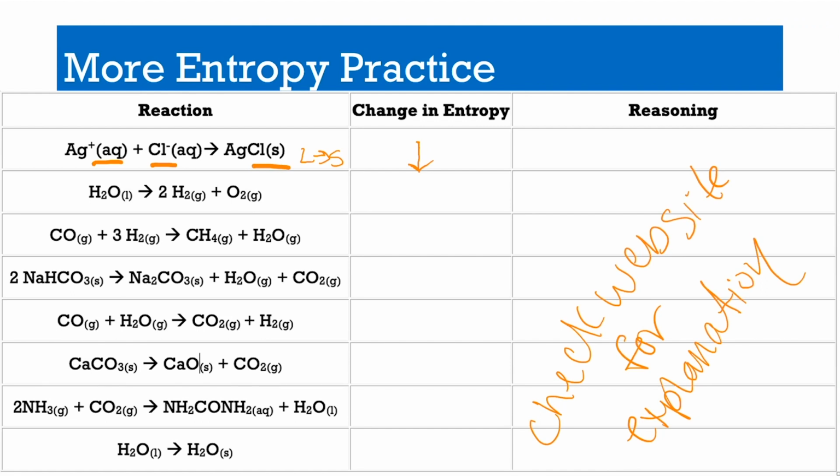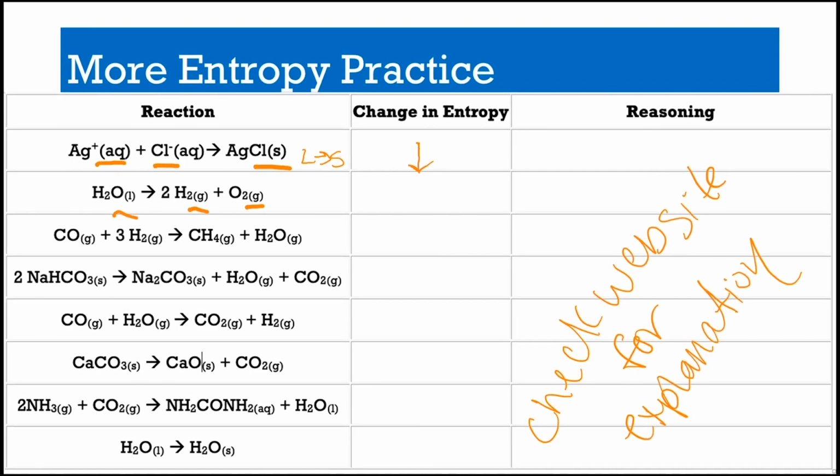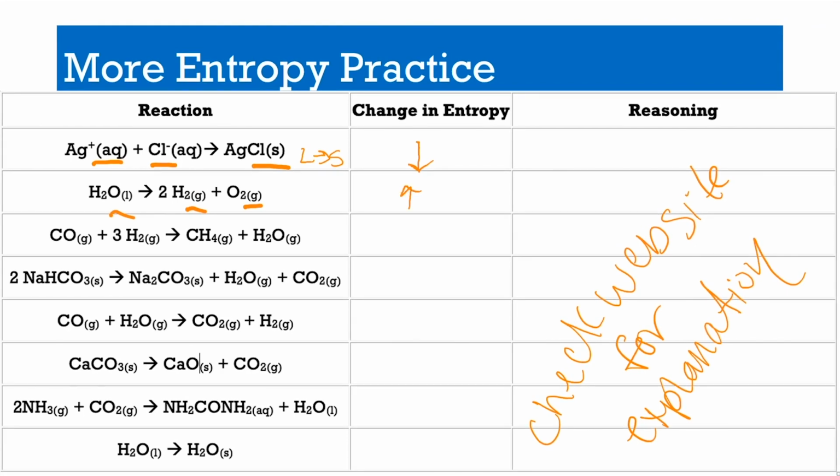So the reasoning is that the solid is formed. The next one, we can look at the phases of matter. We're starting with a liquid and we're ending with two gases. So if we're going from a liquid to a gas, we're getting more and more unorganized, which means entropy is increasing. The reason is because gas is formed.